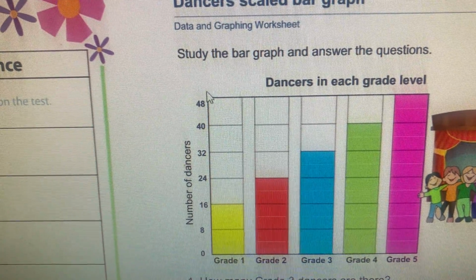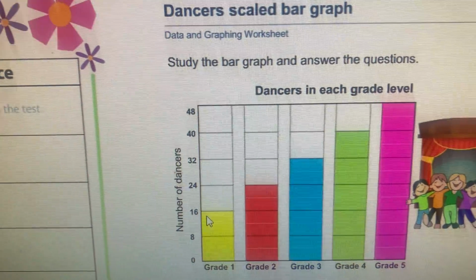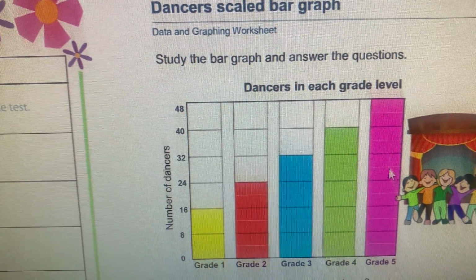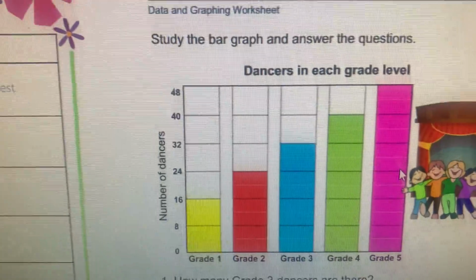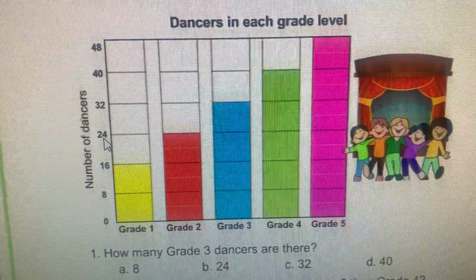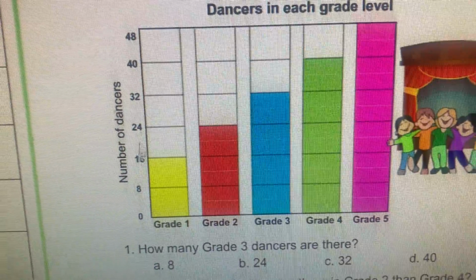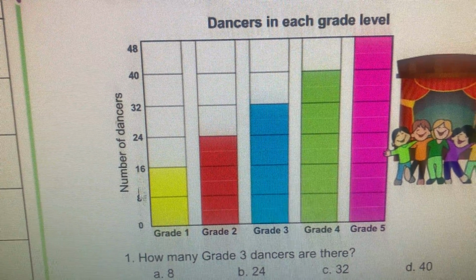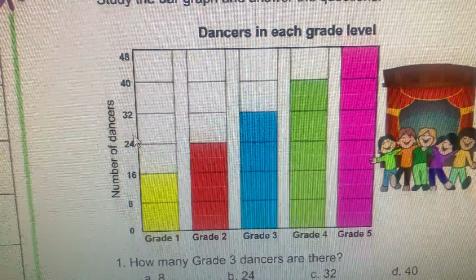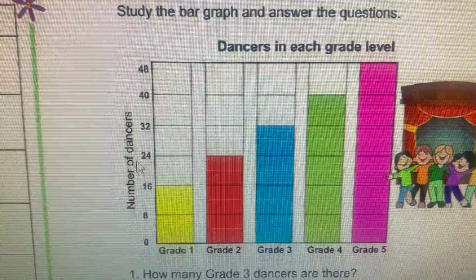Remember, all graphs have scales as well, which means that we're going to skip count by the same number every time on our scale to represent whatever math information that we need. So here we go from 0 to 8 to 16 to 24, 32, 40, 48. We're skip counting by 8. That's how you know it's a scale, because we're skipping by the exact same number every time. 0 plus 8 is 8, 8 plus 8 is 16, 16 plus 8 is 24, and so on and so forth. Okay, so these numbers represent the number of dancers.